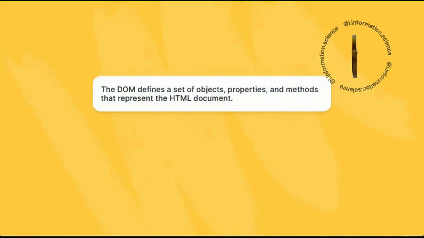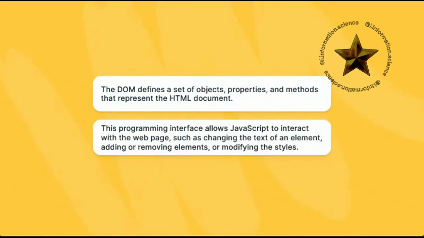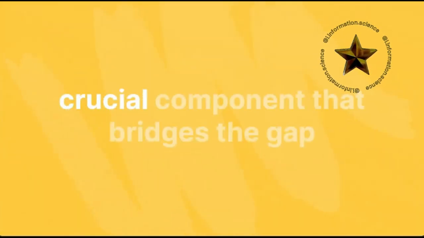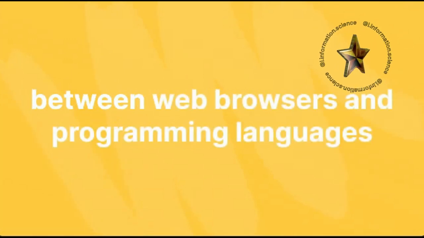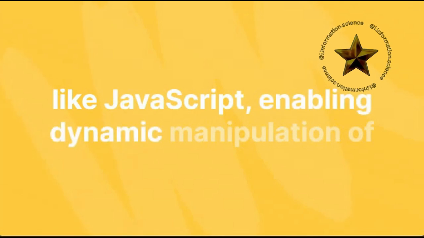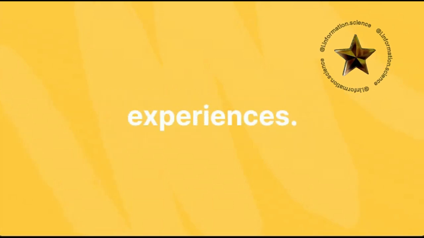The DOM defines a set of objects, properties, and methods that represent the HTML document. This programming interface allows JavaScript to interact with the web page, such as changing the text of an element, adding or removing elements, or modifying the styles. In summary, the DOM is a crucial component that bridges the gap between web browsers and programming languages like JavaScript, enabling dynamic manipulation of web pages and creating interactive user experiences.